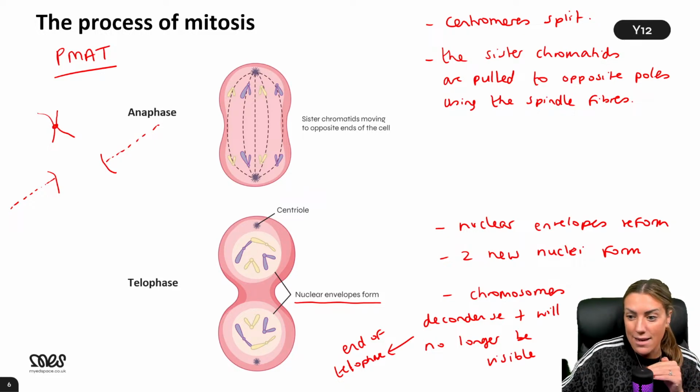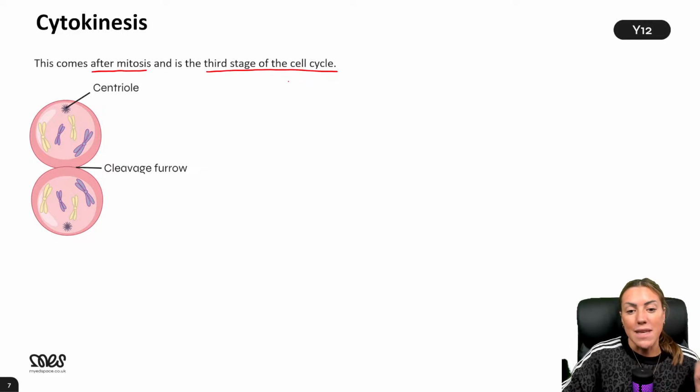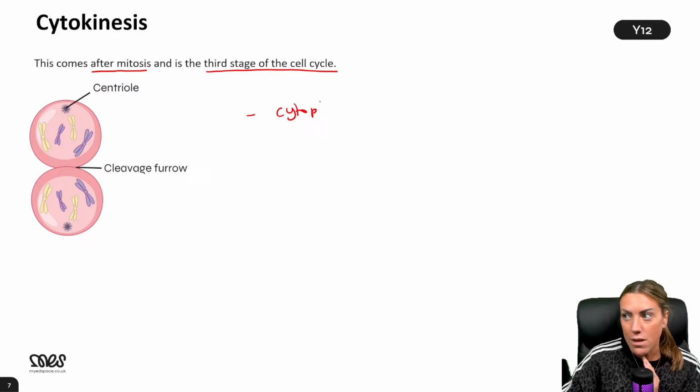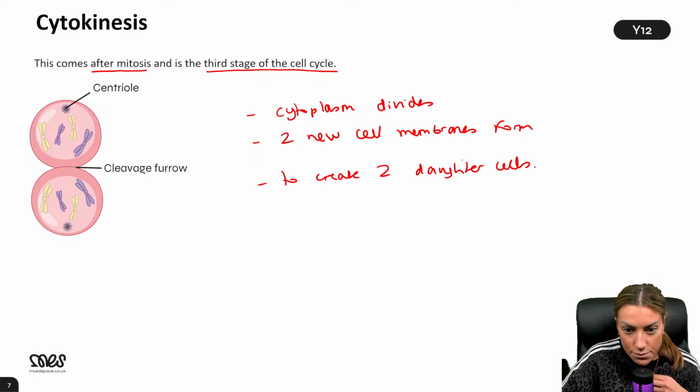Okay, so this is where we've got an extra stage after mitosis. After mitosis, we've got cytokinesis, and this is the third stage of the cell cycle. At the end of mitosis, we've got 2 new nuclei, but what we still need to do is divide the cytoplasm and form 2 new cell membranes. So let's write this down. The cytoplasm divides and 2 new cell membranes form to create 2 daughter cells, as we call them.